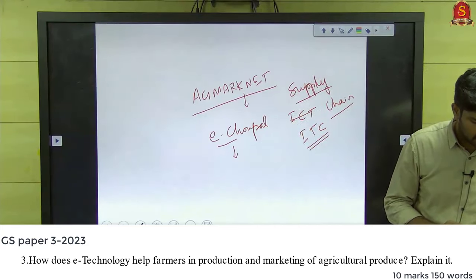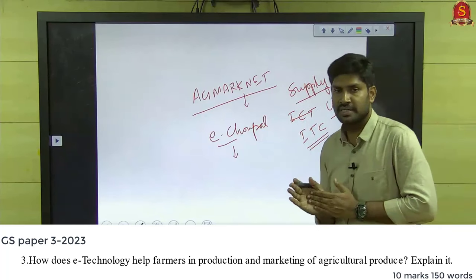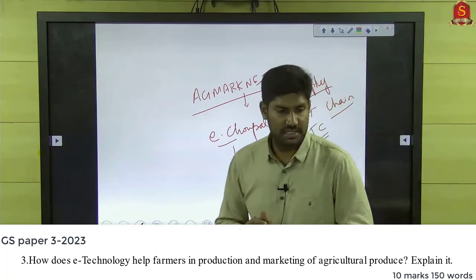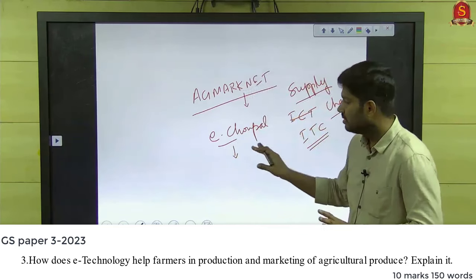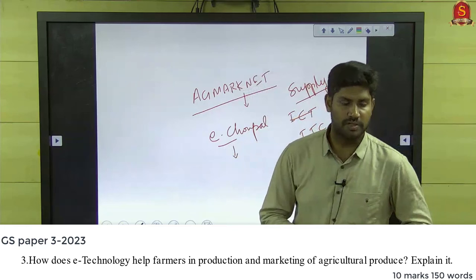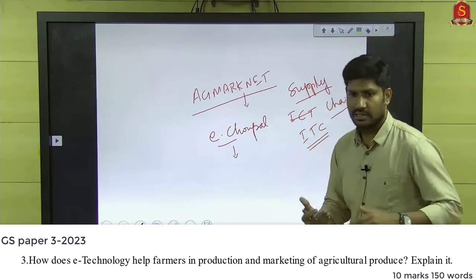So the government agencies, especially the KVKs, Krishi Vigyan Kendras, and the agriculture extension agencies, their main role is to create awareness among the farmers regarding the use of these e-technologies to promote their income. So like that, we can conclude the question.